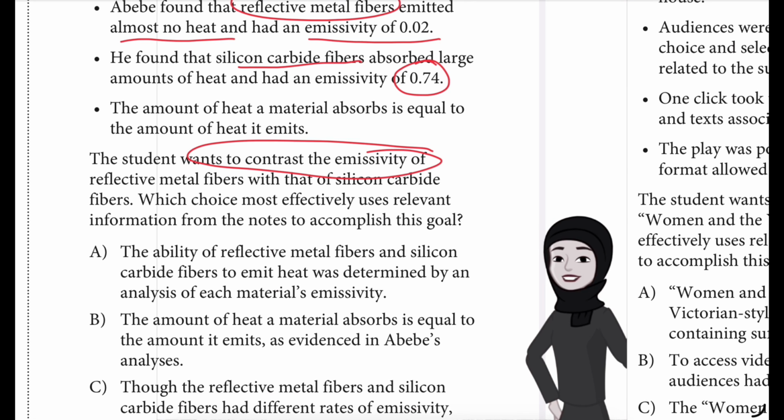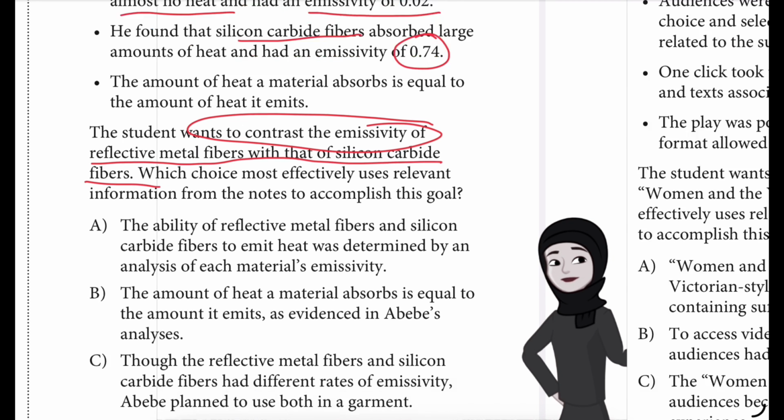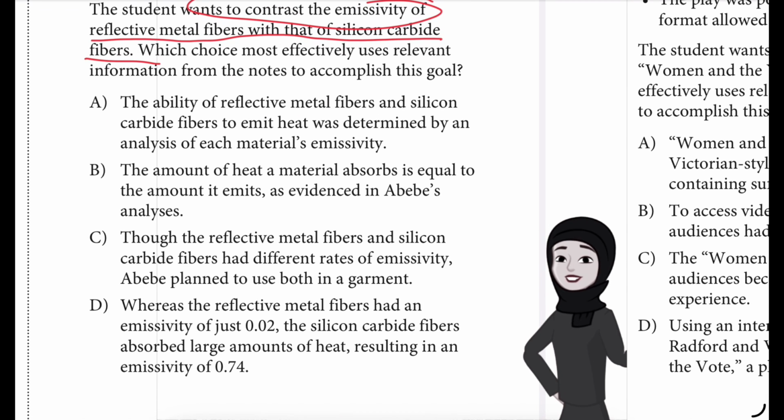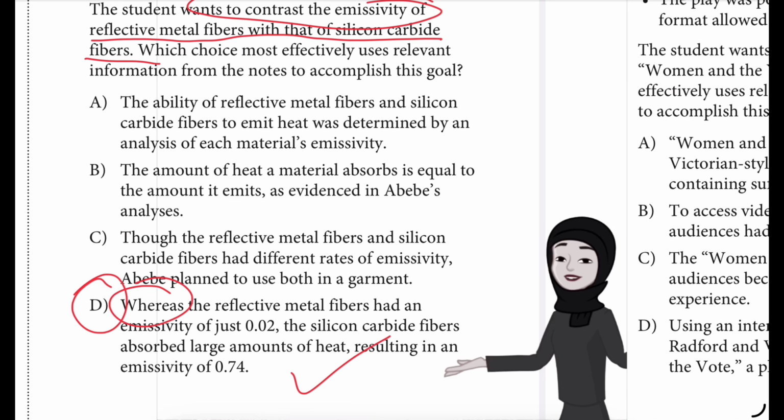The student wants to contrast, or show the difference in, the emissivity of reflective metal fibers with that of silicon carbide fibers. So, which answer should he choose to show this contrast? If you said D, well done. Choice D is the best answer.